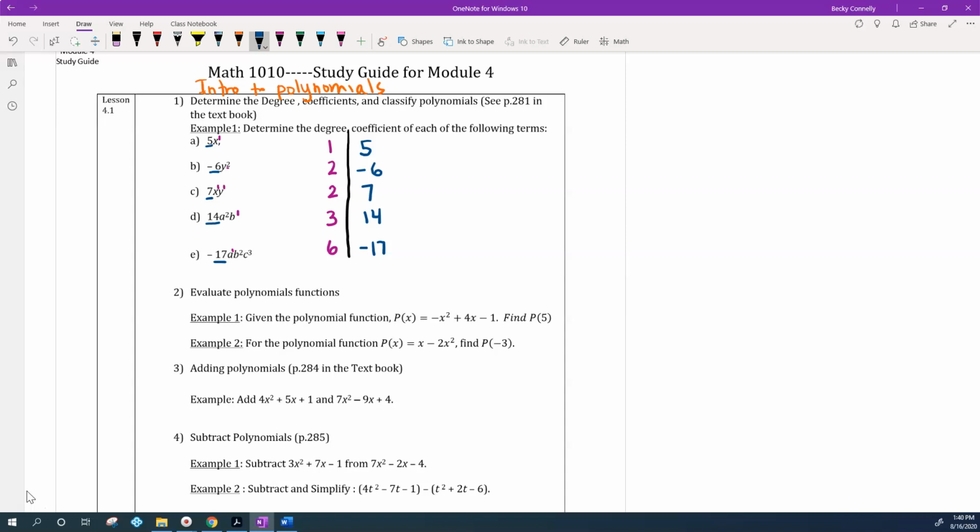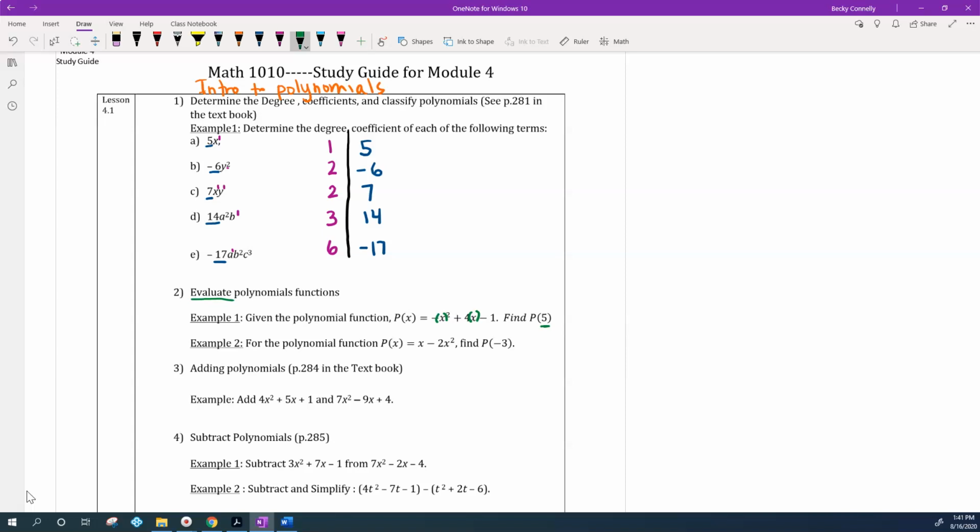The second thing in 4.1, another thing we talk about, is evaluating polynomials. When you're asked to evaluate these polynomials, they'll tell you what they want you to put in place of x, and you'll put that in, and then go ahead and evaluate it. So in this one, 5 is what we're going to be putting in, but I want you to remember that whenever you take out variables, you're going to put those variables in parentheses when you put this back in.